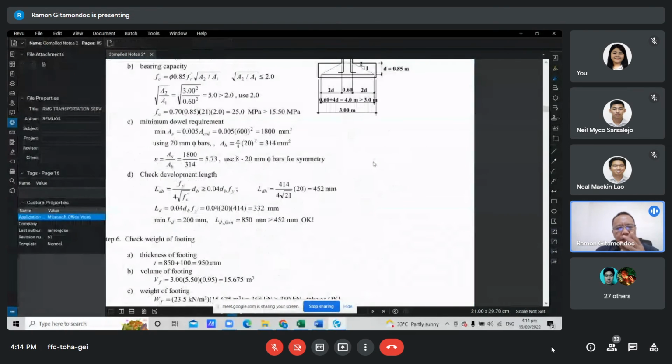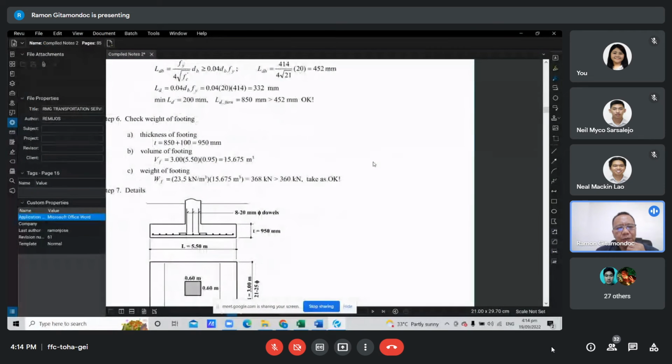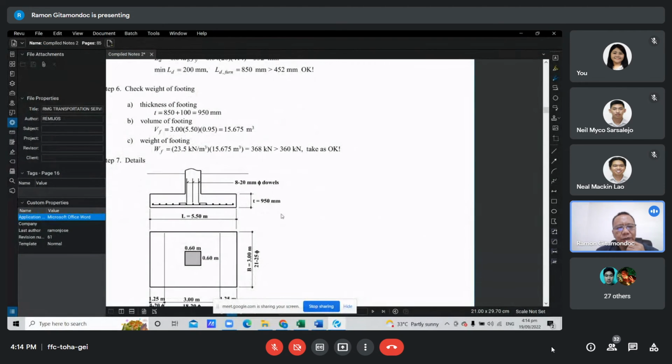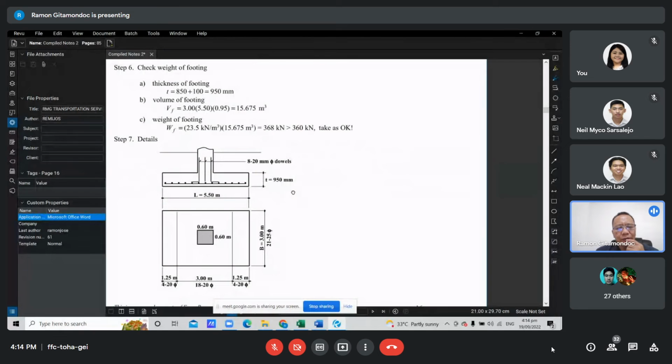Now, for dowels, that is optional since we embed all the column rebars into the footing. So don't bother about that one. Step 6, we check the weight of the footing. The thickness of the footing is the effective depth plus 100 mm cover, so 950. Then we can compute the volume and multiply that by the unit weight of concrete to get the weight.